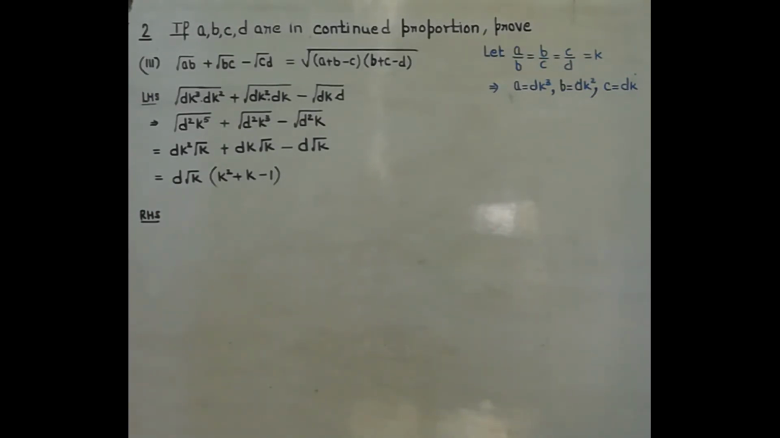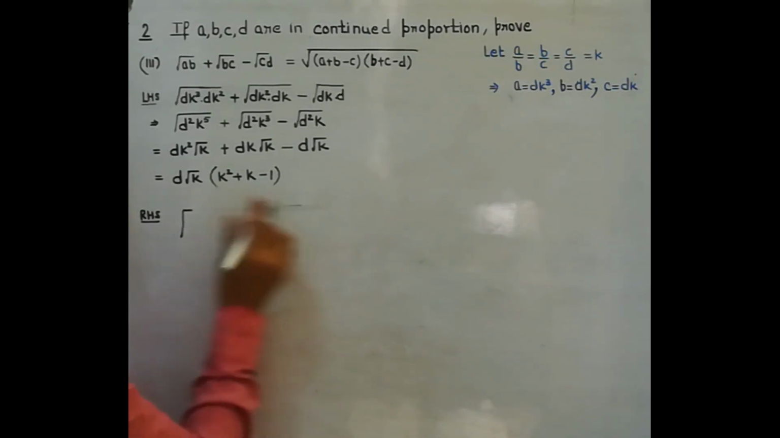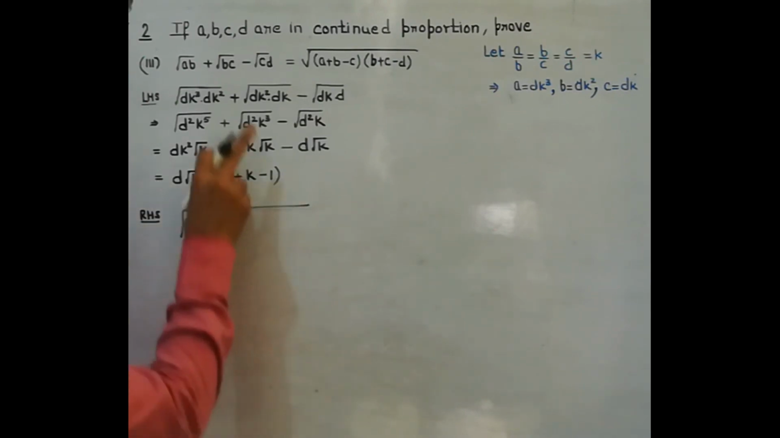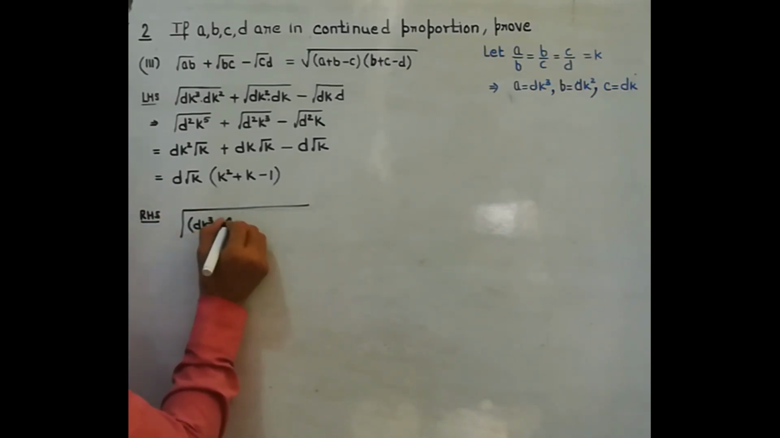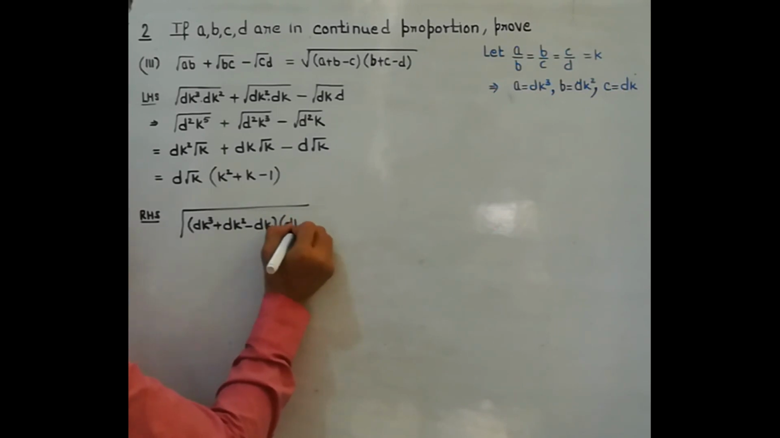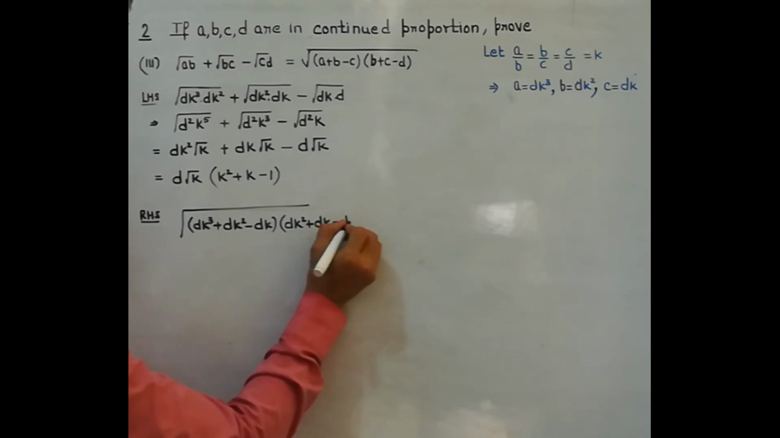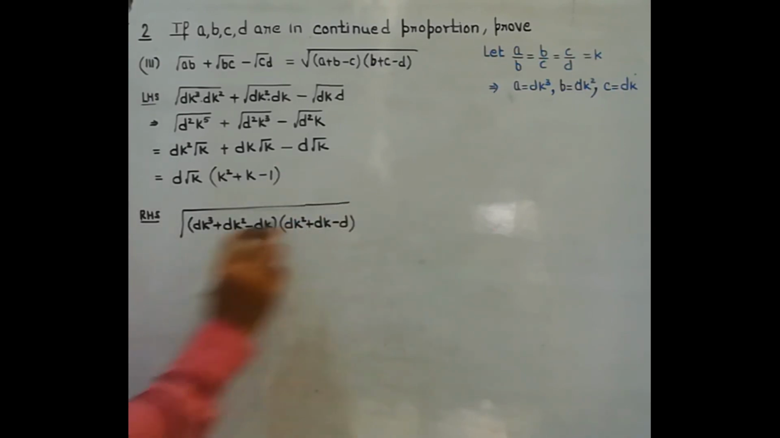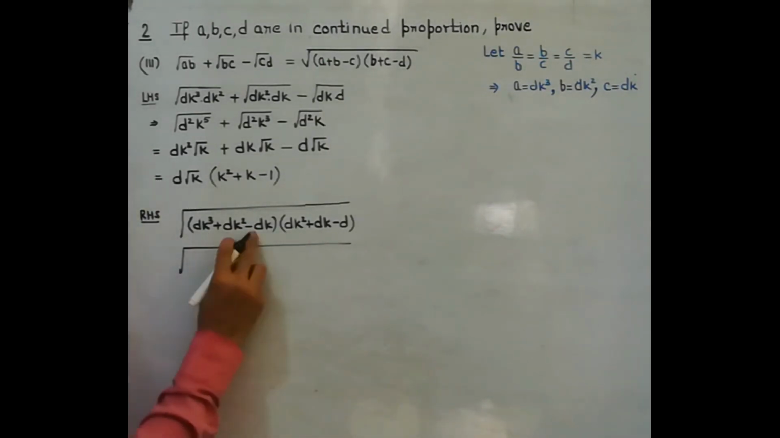Now solving for the right hand side. On the right hand side, first of all, within the root sign, we have to substitute the values. Now a will be replaced by d k cube. Then b will be replaced by d k square. C will be replaced by dk. This is dk square plus dk minus d. We have substituted here.